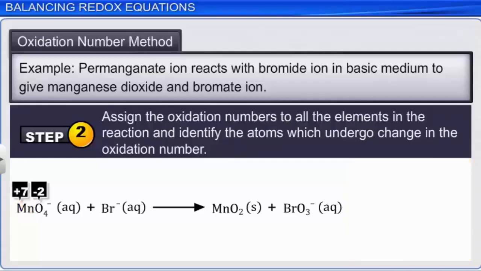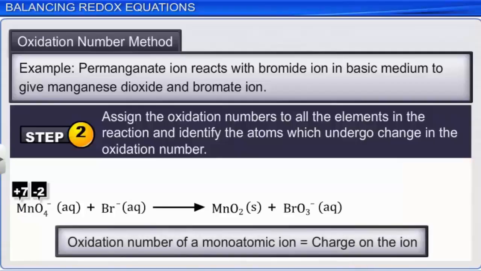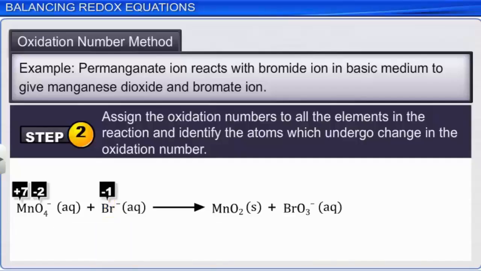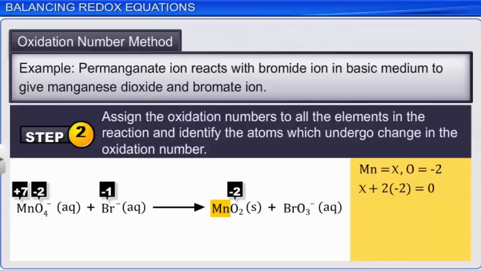We also know that the oxidation number of a monoatomic ion is same as the charge on the ion. So, in the case of bromide ion, the oxidation number will be -1. Now let us focus on the products. First, we'll calculate the oxidation number of manganese in manganese dioxide. We put the oxidation number of manganese as X. X plus 2 multiplied by -2 is 0. So, X plus -4 is 0. Hence, X equals +4.